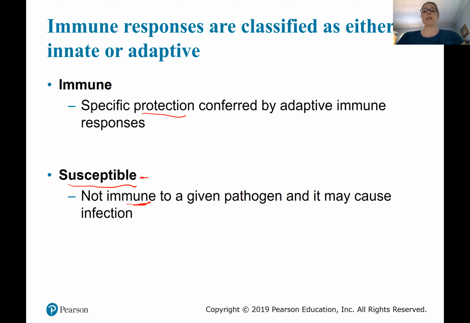Where if you were to say, I am immune to this year's flu because I've already had it, that's a little different. Your body's been exposed to it and your body knows how to fight it now. So that's the difference between those two terms. A susceptible person is one that doesn't have immunity built up and they could get that infection or disease.